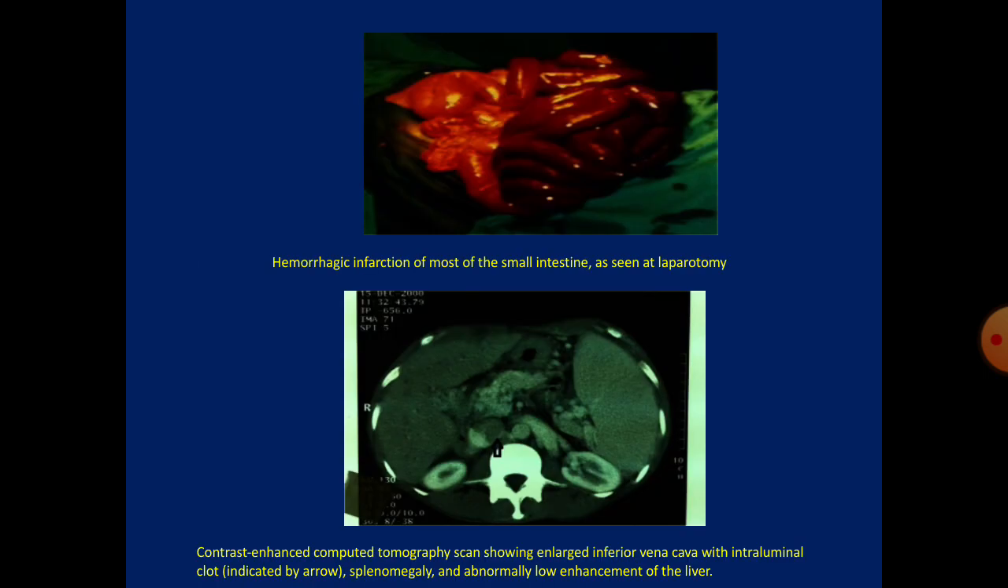As we see in this patient, the first picture shows hemorrhagic infarction of most of the small intestine, and this is because of thrombosis in the mesenteric vessels. In the second picture, we see a large filling defect of the inferior vena cava, due to a large thrombus there. And in this patient, again, we have splenomegaly.